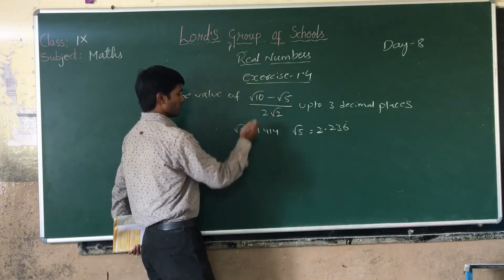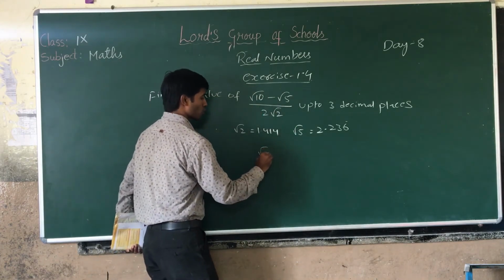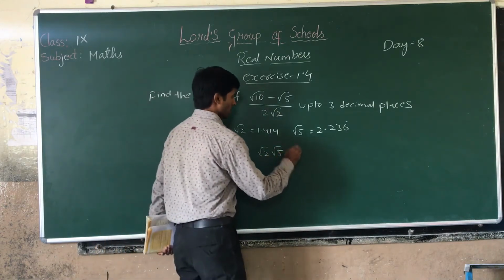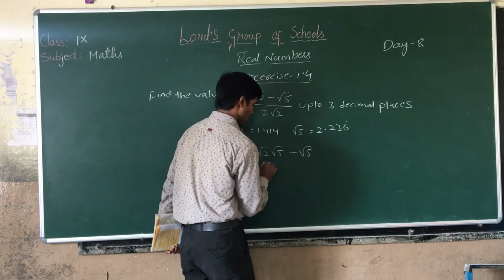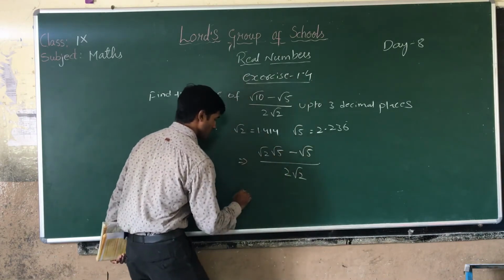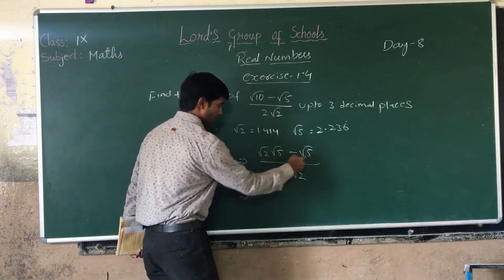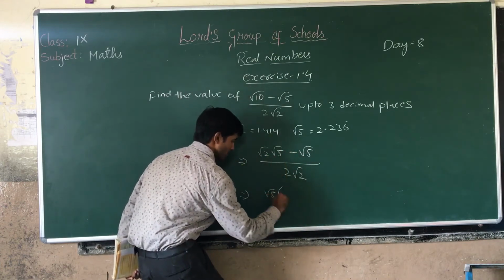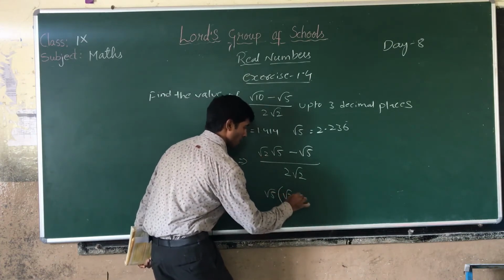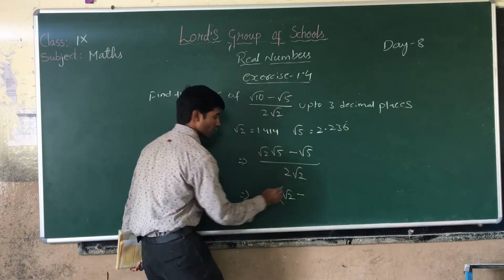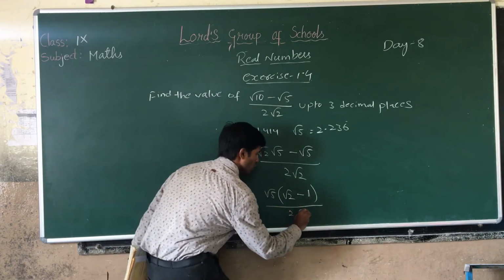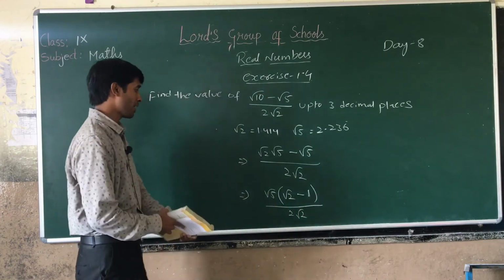See, root 10 we can write as root 2 into root 5. Root 2 into root 5 minus the remaining, right, same, root 5 by 2 root 2. Now, continuation of the step. In this step, root 5 we can take common. So what is remaining in the first term now? Root 2 minus, if I take root 5 common, we will remain with 1. Denominator 2 root 2. This is how I told you.